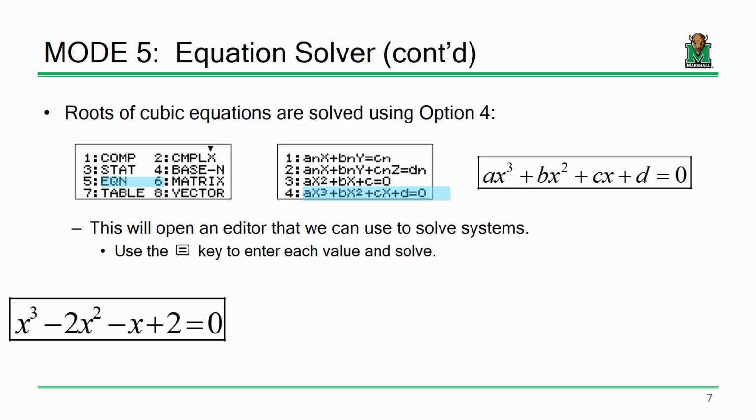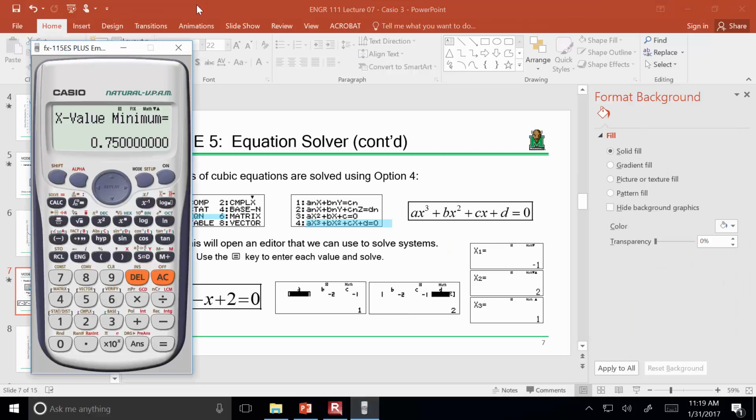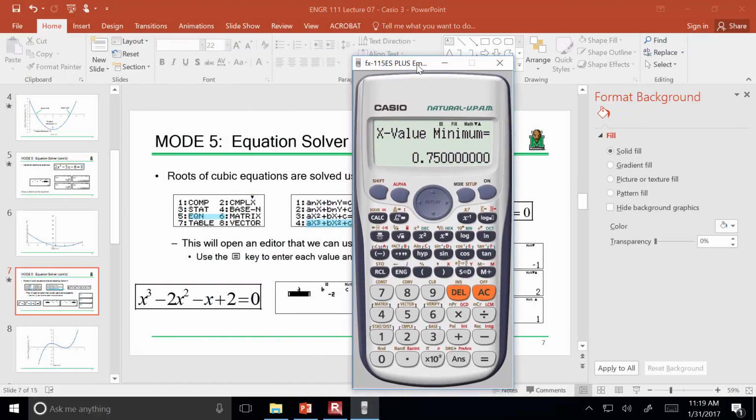And so let me illustrate with this cubic equation. I'll bring up the calculator here. I want to know, okay, so mode 5, option 4 for cubic. I'm going to give it an a of 1, a b of -2, c of -1, and then the d of 2.